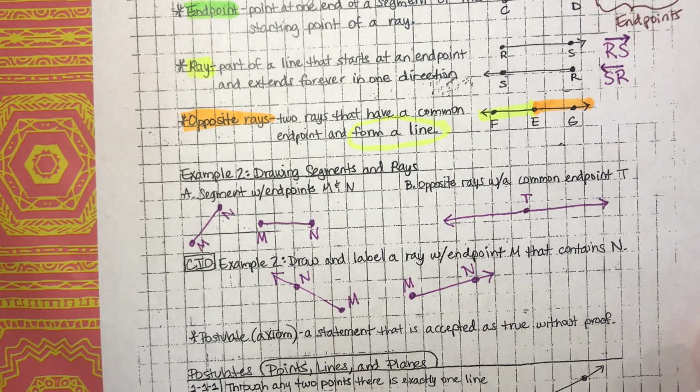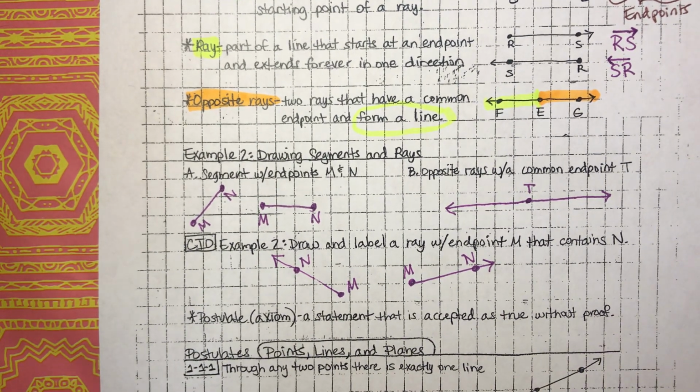Just two different ways you could write the same thing. All right, perfect. All right, great job on example 2. We'll see you in a little bit for example 3.